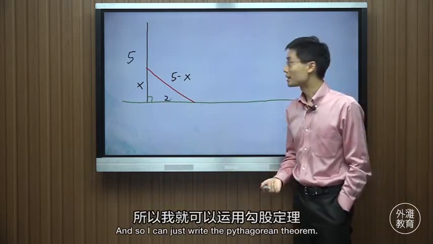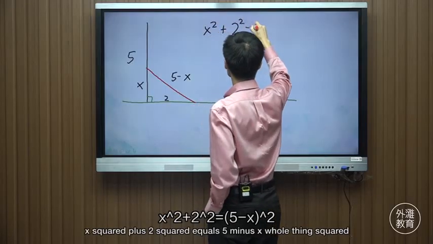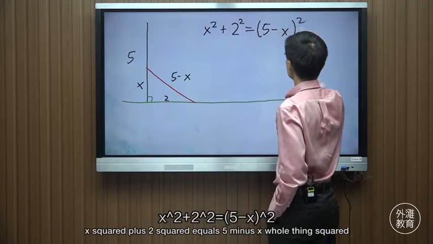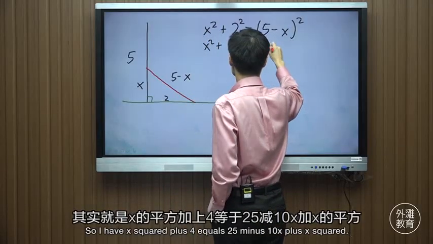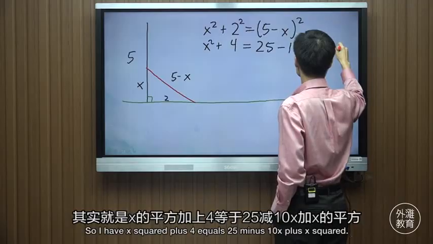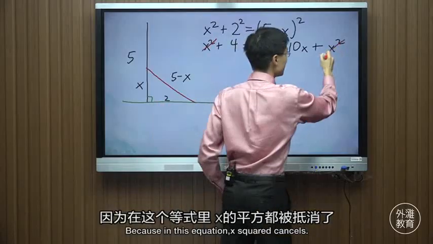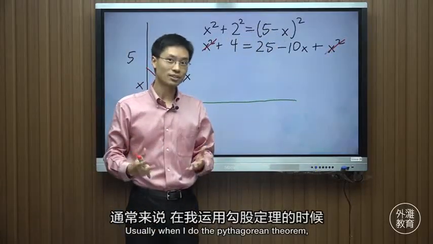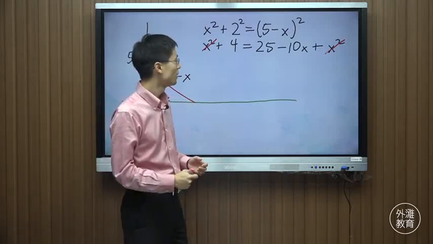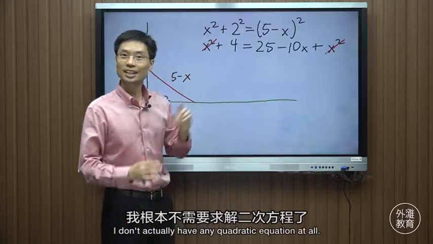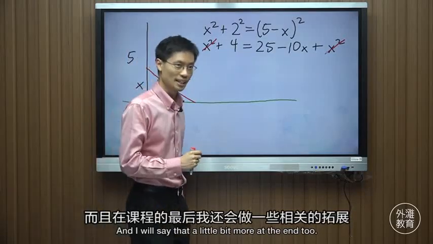And so I can just write the Pythagorean theorem. x squared plus 2 squared equals (5 minus x) squared. Let's keep going. So I have x squared plus 4 equals 25 minus 10x plus x squared. This is actually kind of interesting, because in this equation, x squared cancels. Usually when I do a Pythagorean theorem, I have a quadratic equation that I have to solve with something like the quadratic formula. Here it's very nice. I don't actually have any quadratic at all. This is always a great surprise when you see it. And I'll say a little bit more about that at the end too.